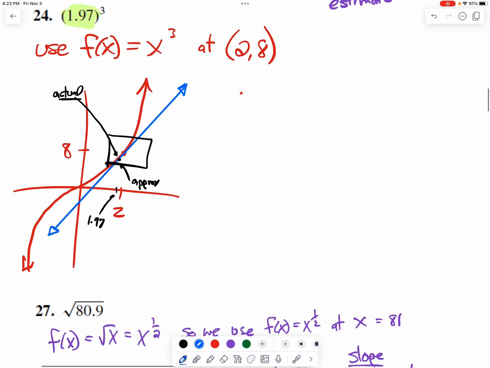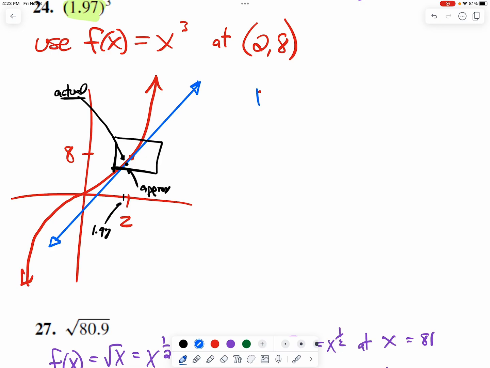When it comes to finding the equation of that line, we always have to start with a point, and we need a slope. The point is nice and easy. That's going to be 2 comma 8. And for the slope, we need to use calculus.